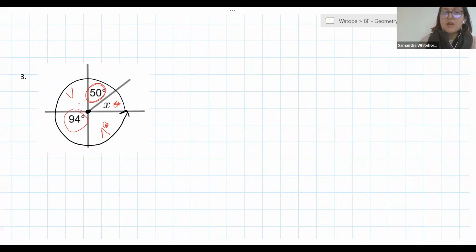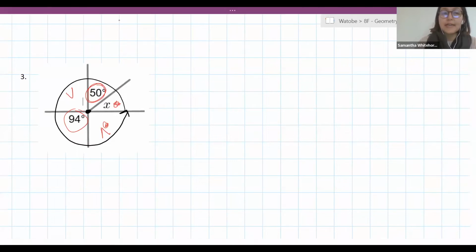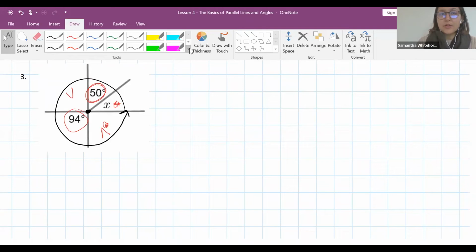Yes, ma'am. Okay, so if we have a look at what we have, like I said, we can do angles around a point. We just have to do a few more calculations before we do that. So does someone else maybe want to have a go?